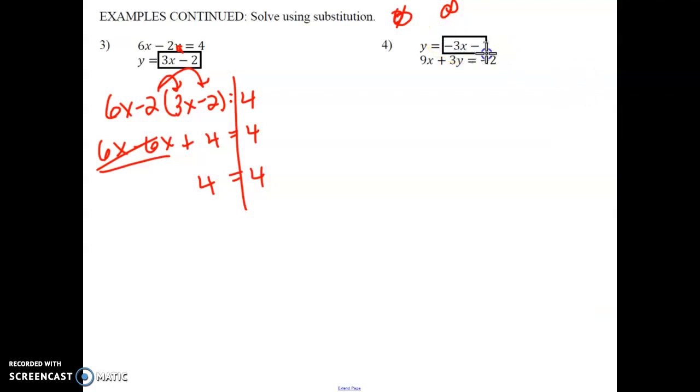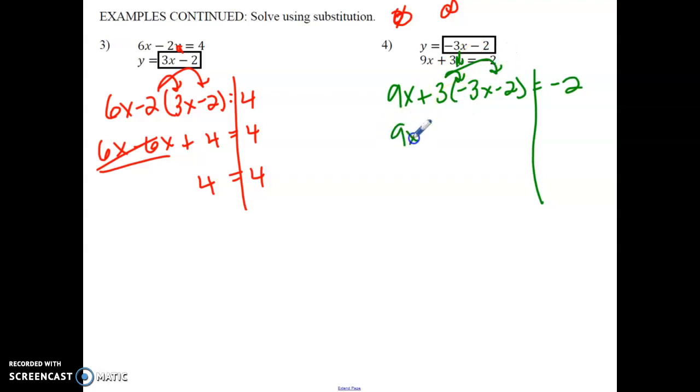Okay, again, I'm going to go ahead and plug this in for y. So I'm going to do 9x, and I'm replacing that y, plus 3 times negative 3x minus 2 equals negative 2. I'm going to do the same thing. We're going to distribute. Watch your signs. And then 9x minus 9x cancels, so I'm left with this.